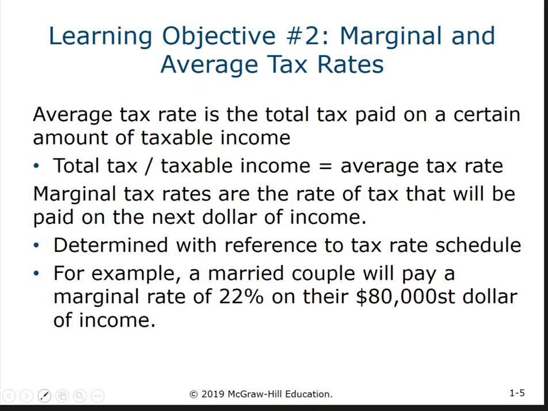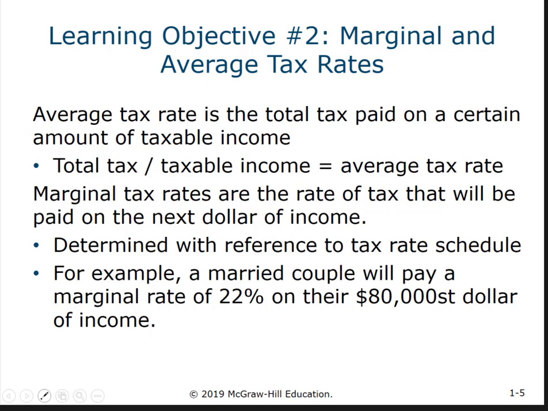Where the income goes up, the tax rate goes down. Now, an average tax rate simply says that if you see how much tax you paid and you compare it to your taxable income, that's the average rate. That lumps all the different rates you might pay in a progressive system together and takes an average.